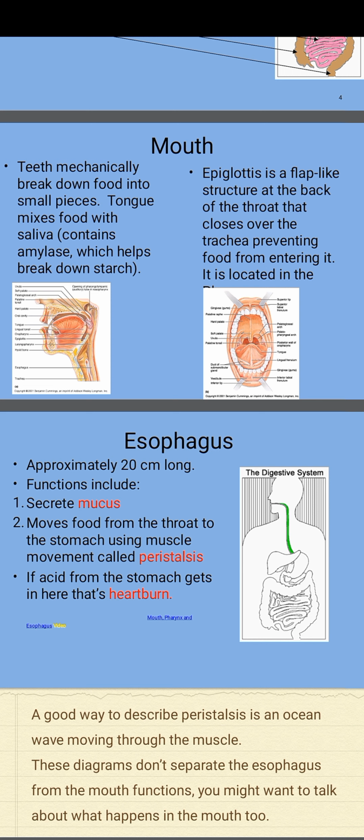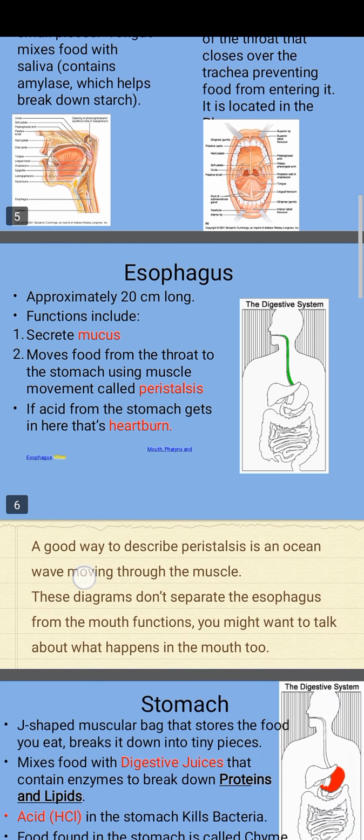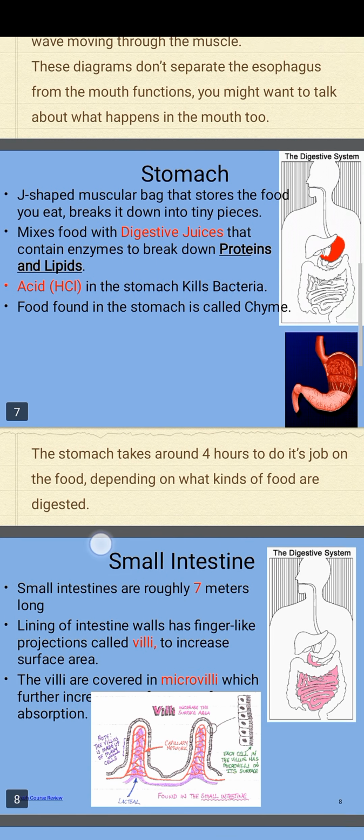In the esophagus, a lot of mucus is present so that the food will be easily able to go down and down, deeper and deeper, reaching the stomach. Anyway, next slide, slide number 7.